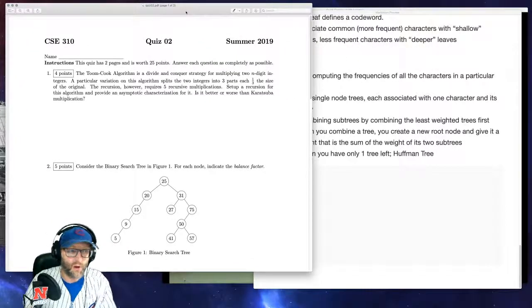Here's the first question. The Toom-Cook algorithm is another algorithm similar to Karatsuba's multiplication algorithm that has a divide and conquer strategy for multiplying two many-digit numbers together. A particular variation of the algorithm splits the integer into three parts, each 1/3 the size of the original. The recursion, however, requires 5 recursive multiplications.